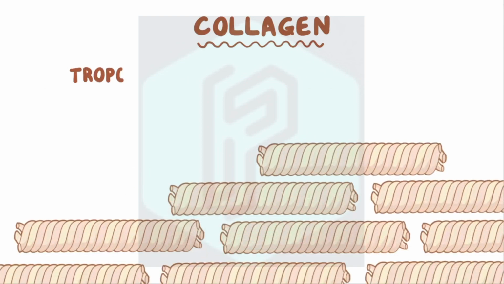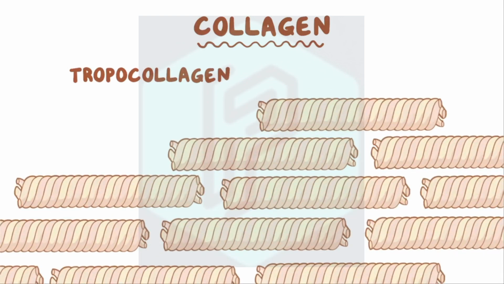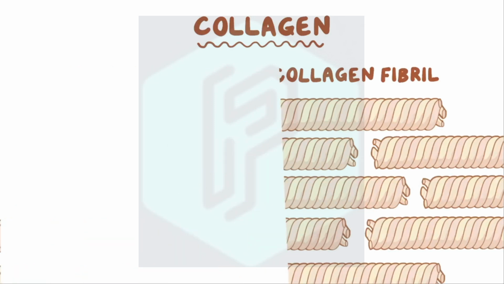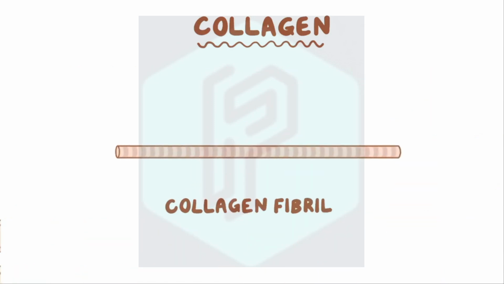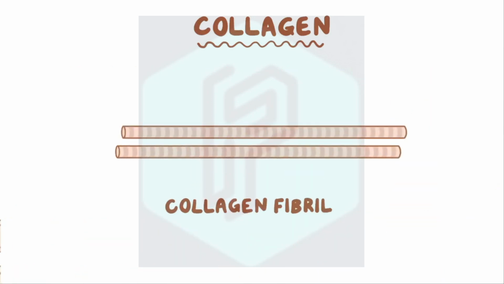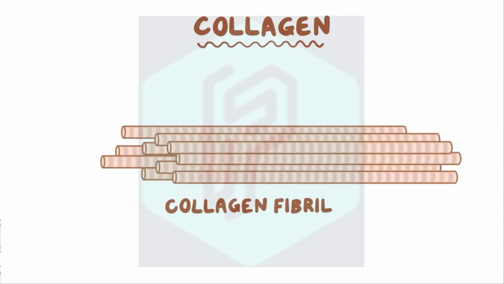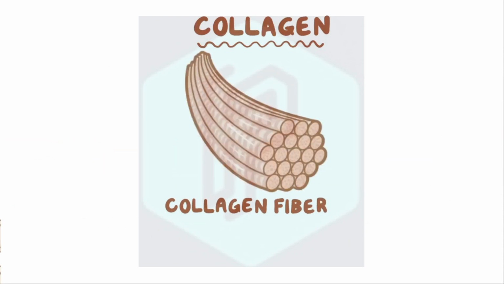Once there are enough tropocollagen molecules, they bind with one another to form a stack of collagen fibrils. Collagen fibrils are arranged in different ways depending on the tissue, and when there's a bunch of collagen fibrils, they can join up to form a bigger tube called a collagen fiber.